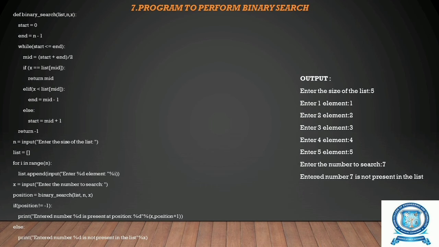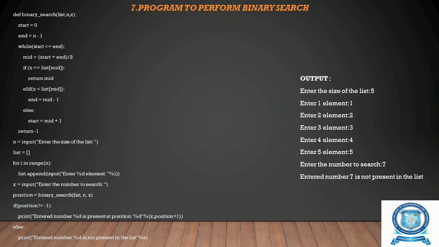Then we go for the while loop. We check that the start value is less than or equal to end; then the mid value is equal to starting plus ending by 2. Then we check whether the x value is equal to the middle value of the list. If it is equal, we return the middle value. Else if x is less than the middle value in the list, then we move end to mid minus 1. Else, if all this comes as false, we move to the else part, where the starting value is assigned as middle value plus 1. Then, if this comes as false, we return minus 1.